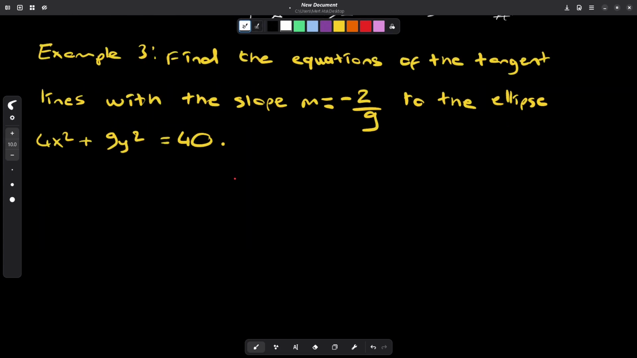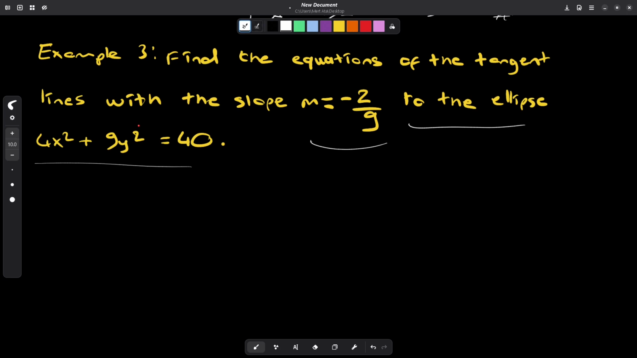Last example, find the equations of the tangent lines with the slope. This time the slope is given to us. Probably the points are not given to us, for the ellipse. Yep, the points are not given. What can we do? I know the slope. If I differentiate this and let it be equal to my slope, I will probably find the points. Let's see what that will give me.